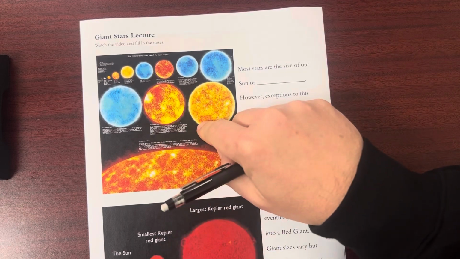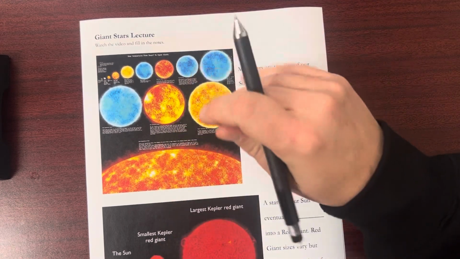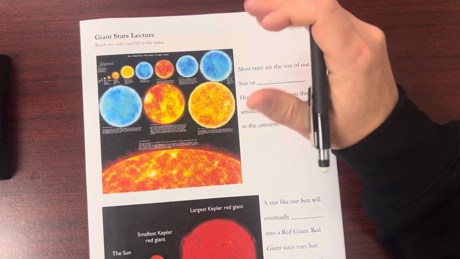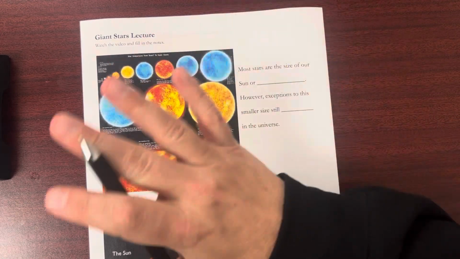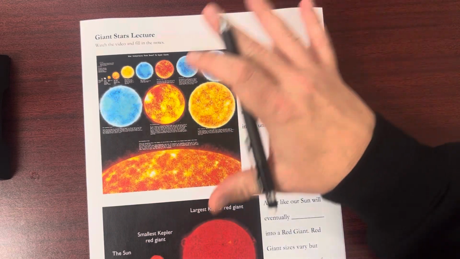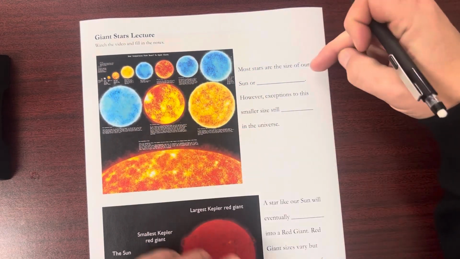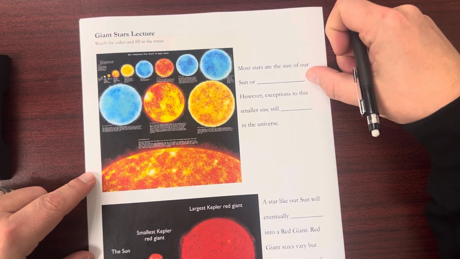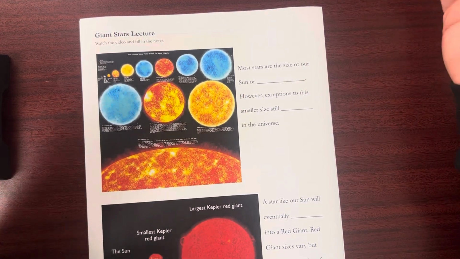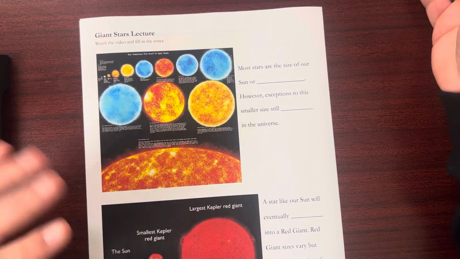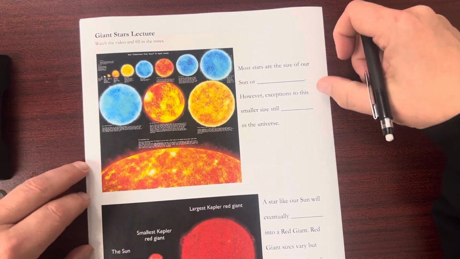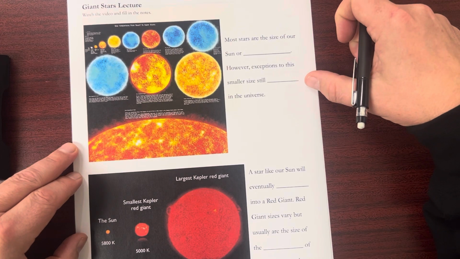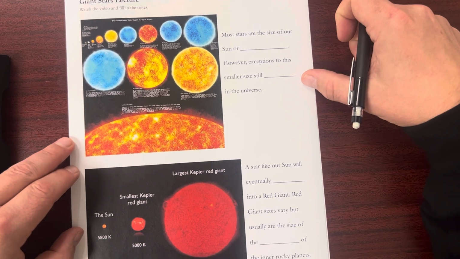And what we'll find is that our sun, which is a normal size star, is the norm, but there's exceptions to those sizes. So most stars are the size of our sun or smaller. So now we're talking about the majority of stars, like 75% of stars are the size of our sun or smaller. However, exceptions to this smaller size still exist in the universe.